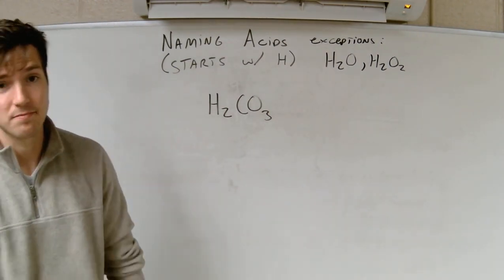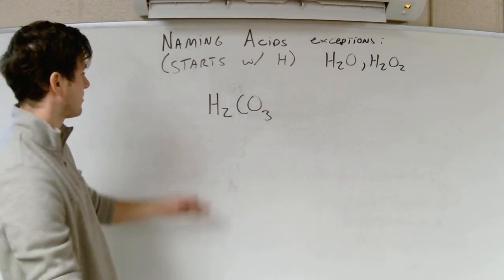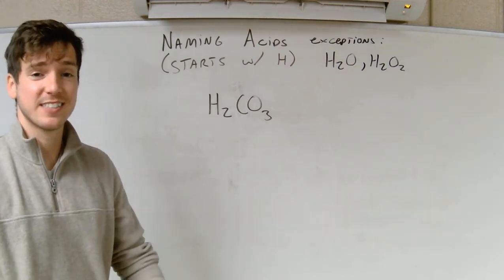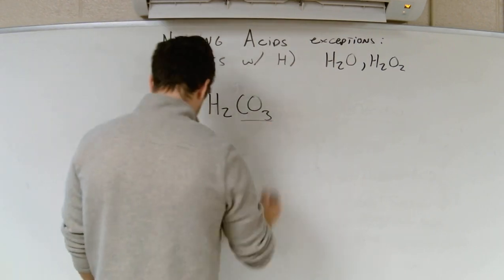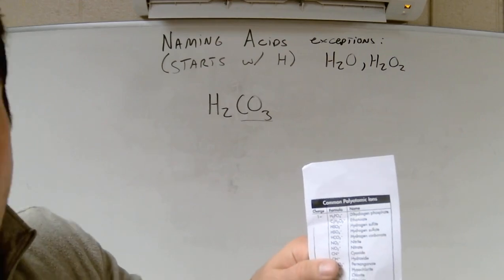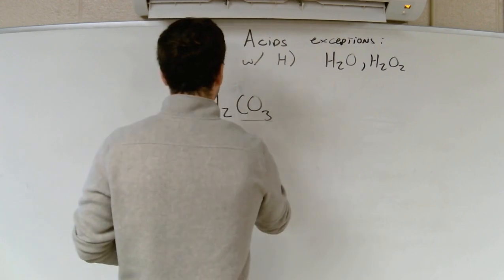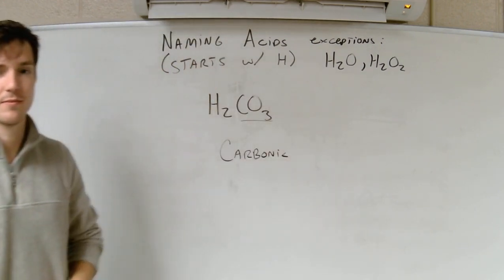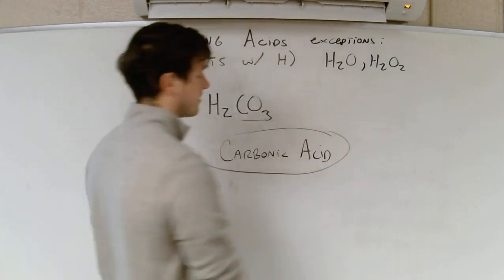I look at this one. First, ionic, covalent, or an acid. It's an acid, right? It starts with an H. So, does it have an oxygen? Yes, it does have an oxygen, so there's no hydro on this one, but I'm just going to look at this polyatomic ion. CO3, I go to my polyatomic ion sheet, I see that CO3 is carbonate. Ate to ic, ite to us, so carbonate is going to be carbonic acid. Gotta add acid at the end. Carbonic acid.